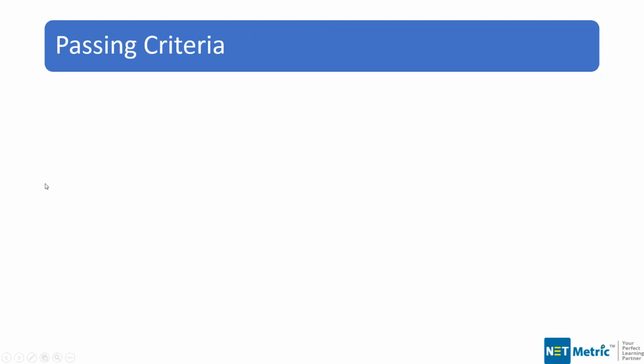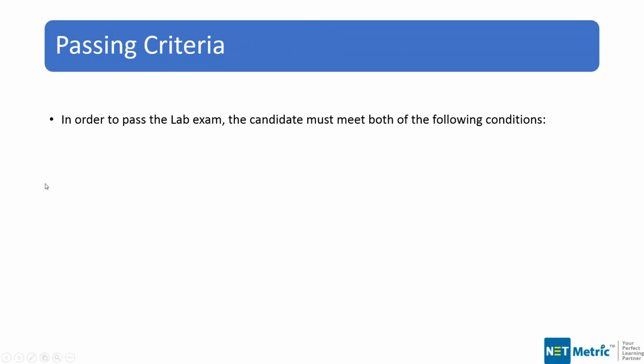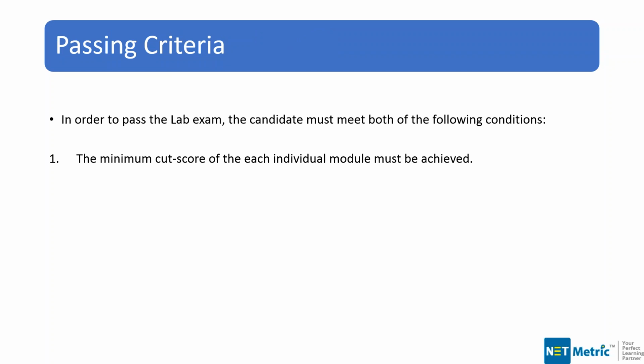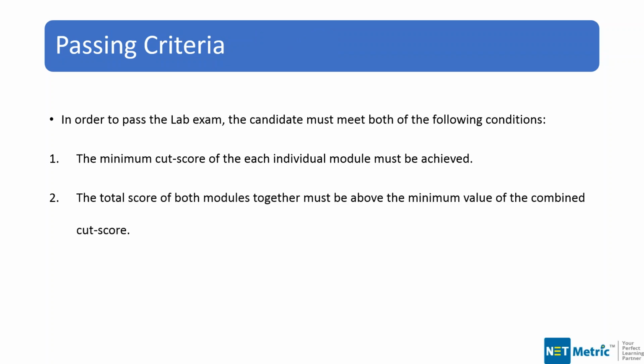Moving further ahead, what are the passing criteria? In order to pass the lab examination, the candidate must meet both of the following conditions. The minimum cut score of each individual module must be achieved. The total score of both modules together must be above the minimum value of the combined score. What do you mean by that? Let's understand in the next slide.